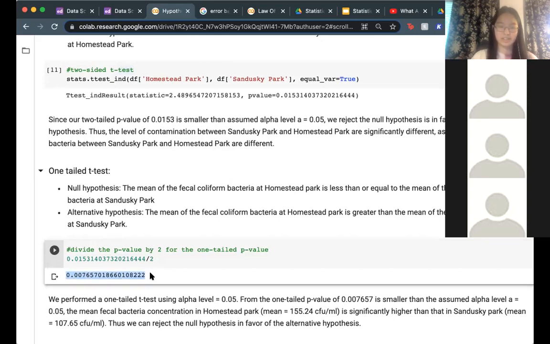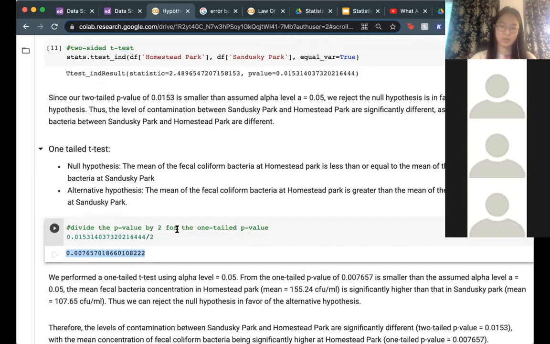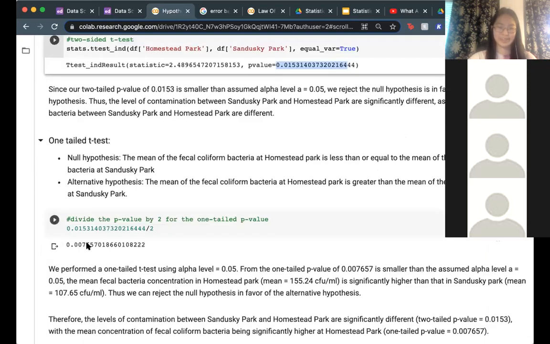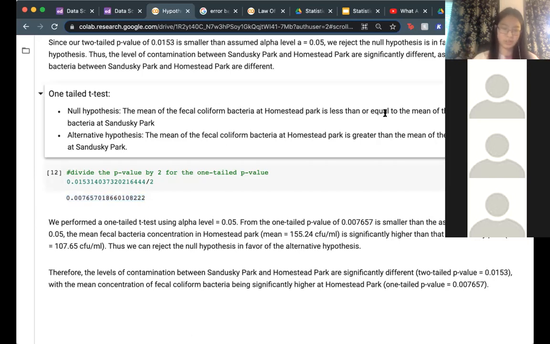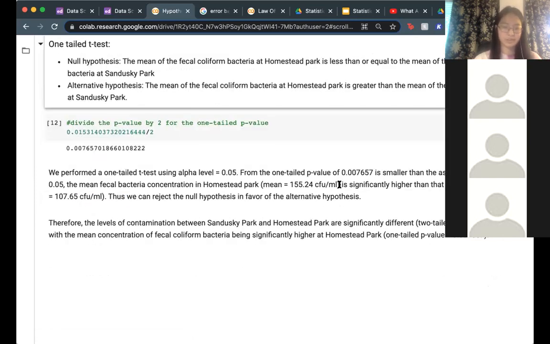So one-tailed test is actually, I think, easier to hit your alpha level with because of this. Usually if the two-tailed already works, then most likely this is already going to be lower than your alpha level. So here, your one-tailed p-value is going to be smaller than your assumed alpha level. That actually means, hey, the mean fecal bacteria concentration in Homestead, which was like 1.55, is significantly higher even than that in Sandusky Park, which had a mean of 107.65. So here, that means you can reject the null hypothesis, which is that it's less than or equal to, basically the opposite of your alternative. It's less than or equal to the coliform bacteria in Sandusky.